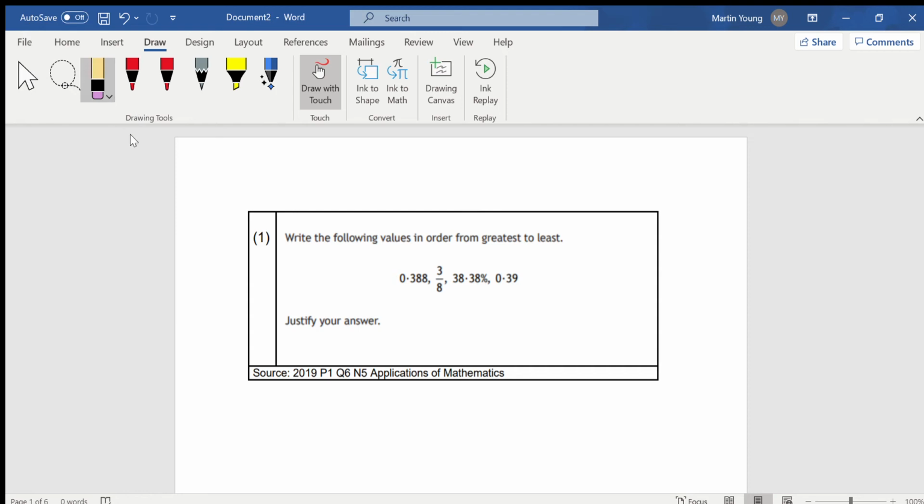So question number 1: write the following values in order from greatest to least. 0.388, we've got 3 over 8, or 3/8, 38.38% and 0.39. Justify your answer. So that tells us we've got to actually do a bit of work and we can't just guess. And make sure you do show your work when we're doing these questions.